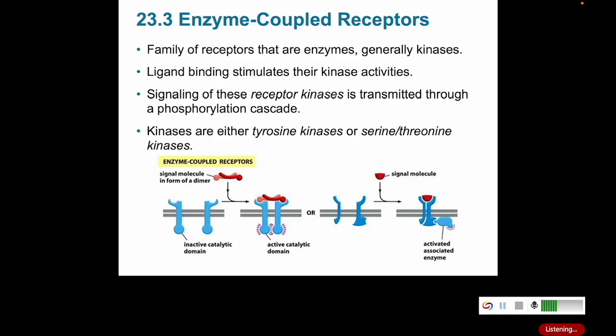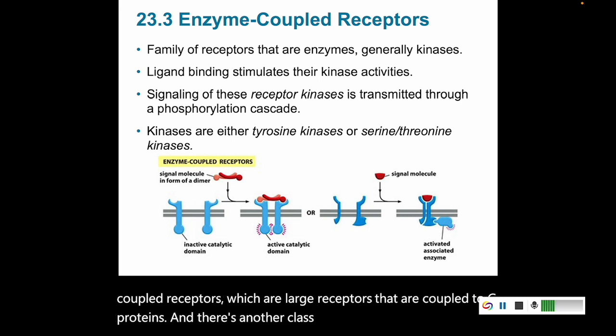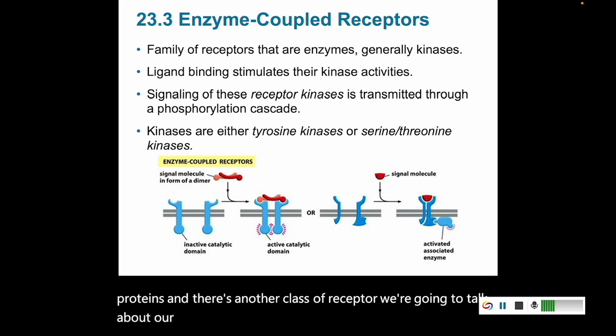So welcome back to class. We just finished talking about G protein coupled receptors, which are large receptors that are coupled to G proteins. And there's another class of receptor we're going to talk about, enzyme coupled receptors. These are receptors that have the enzymatic activity built right in.